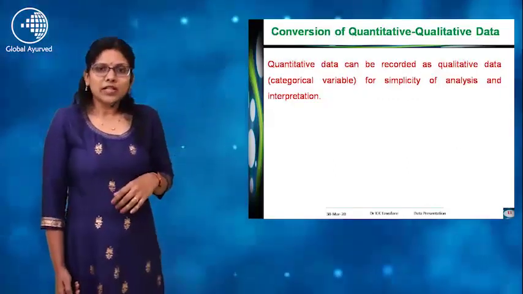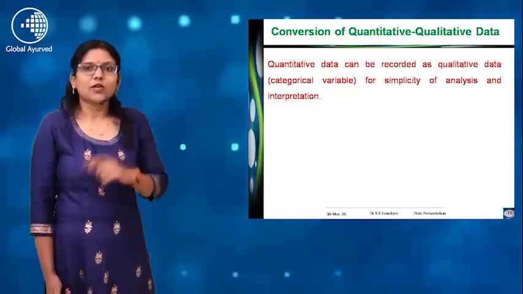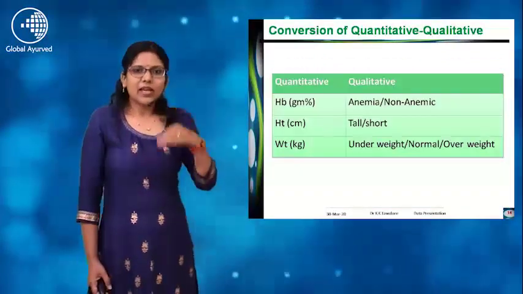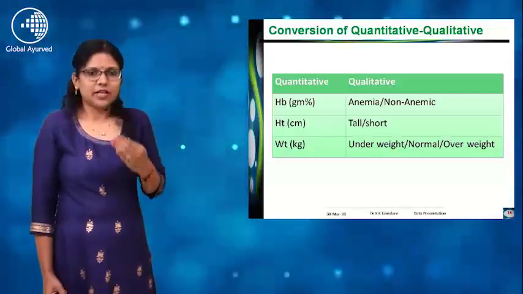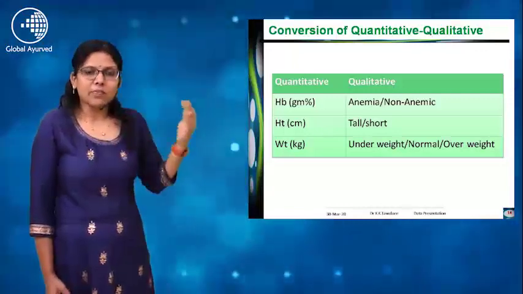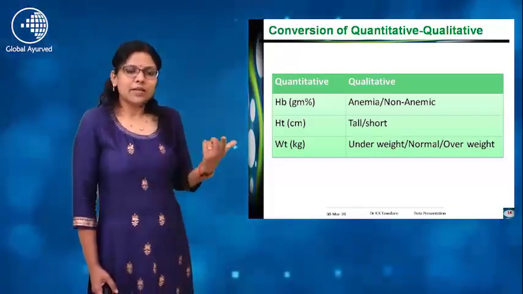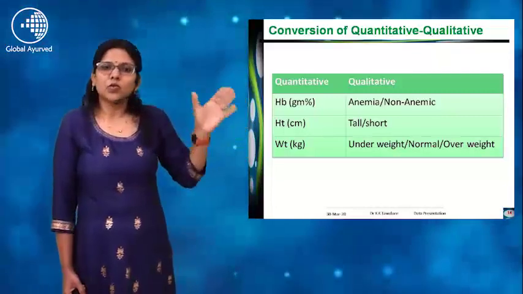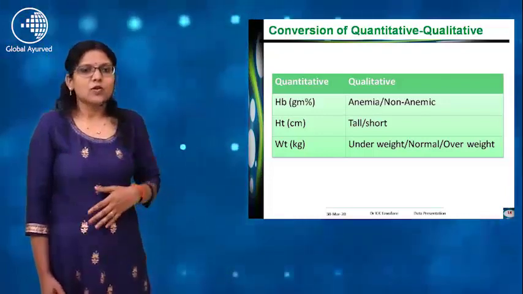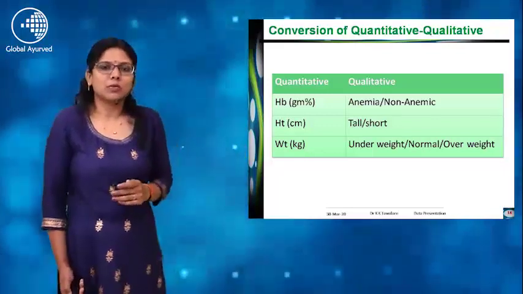Conversion of quantitative data to qualitative data. Yes, it is possible to convert quantitative data into qualitative data. We can see some examples here. For example, we take the Hb of 10%. This data is of quantitative type. But if we convert that 10% into anemic or non-anemic, that data would be converted into qualitative type of data. Similarly, height can be converted into tall person, short person. Similarly, weight can also be converted into underweight, normal and overweight. So it is possible to convert quantitative data into qualitative data, but vice versa there is no possibility.